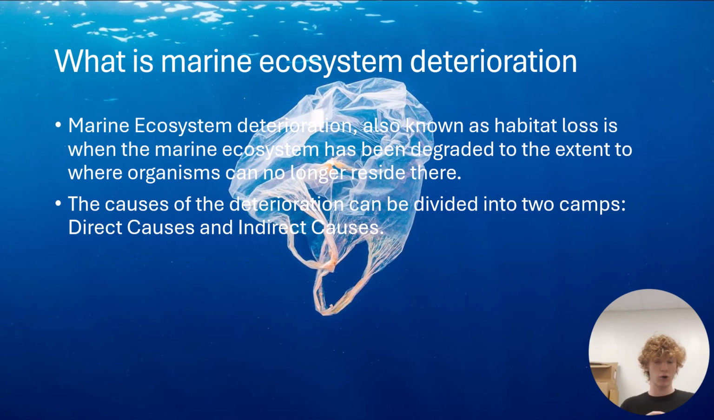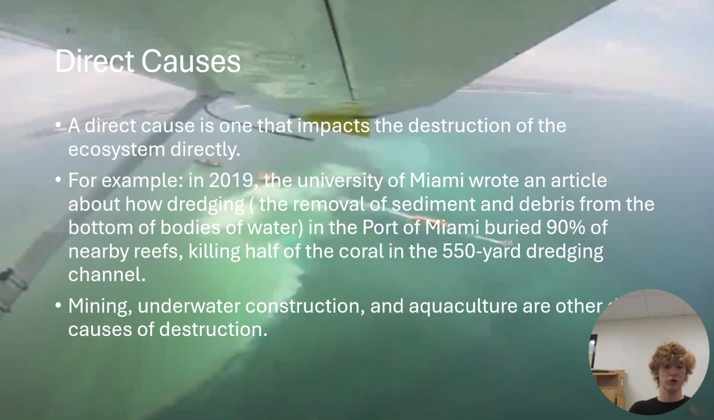And so to know how to fix this, we have to know the causes. The causes can be divided into two camps. You've got your direct causes and then you have your indirect causes. I'll start with direct causes. The definition I put down is very ambiguous because it's really hard to explain, but I put down that it impacts the destruction of ecosystems directly. So maybe an example will help.